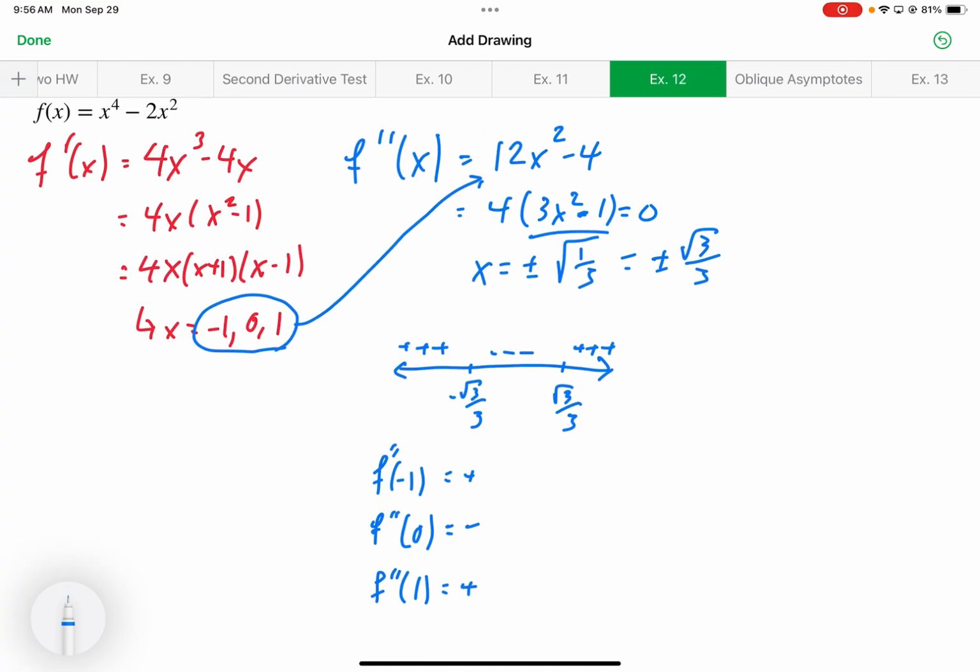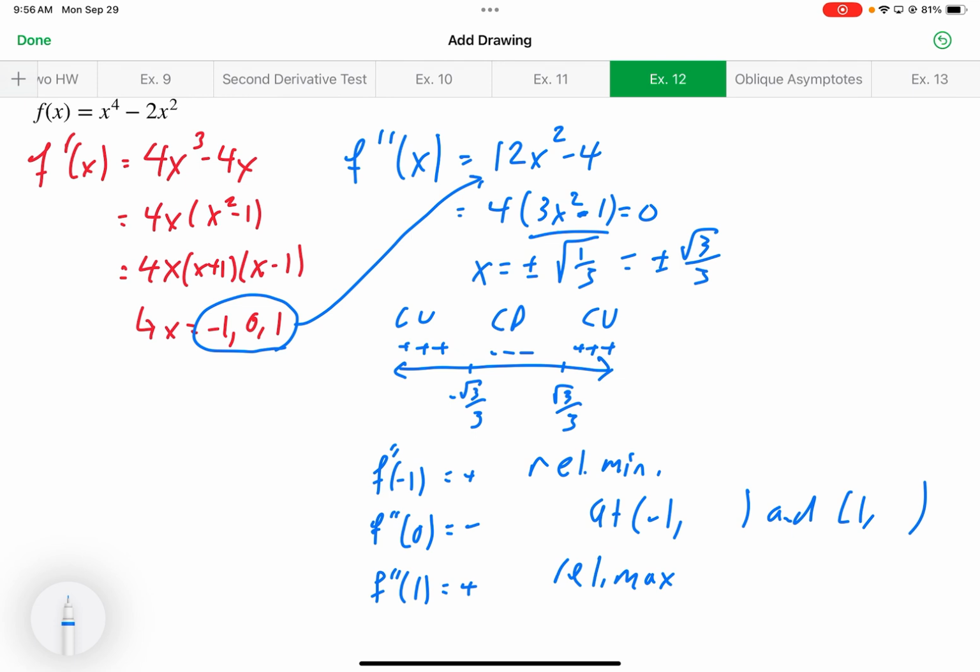So, all right, so what does that mean? What do I have? And then as far as my extrema goes, because the goal is to figure out what type of extrema I have, right? 1, -1, and a max of 0. So I have what at 1 and -1? A min. So a relative min, because it's concave up, right? Concave up, concave down, concave up. So I have a relative min at -1 something and 1 something. And then I have a relative max, because it's concave down, at 0 something.